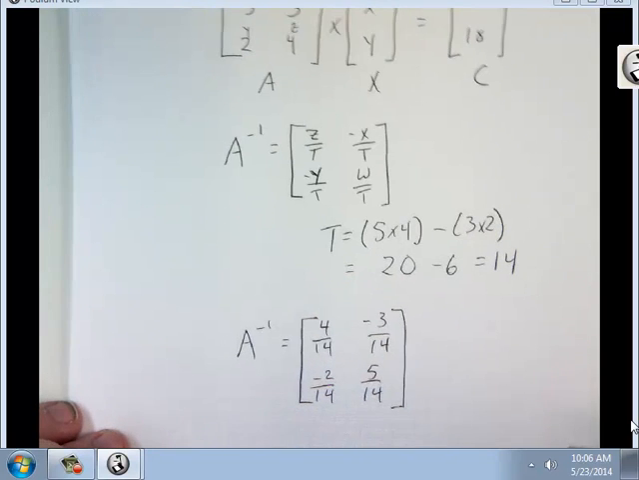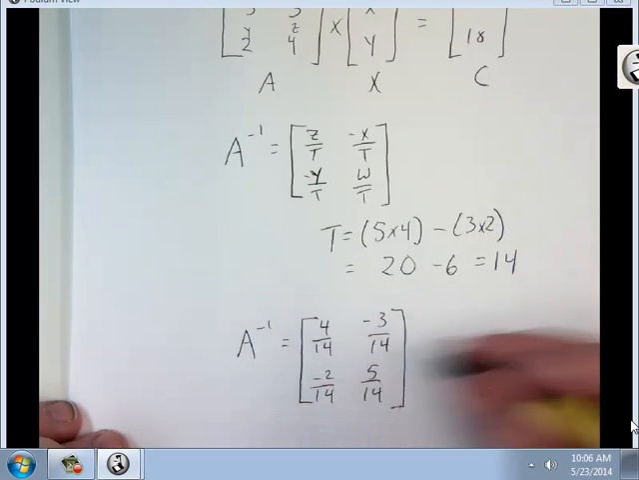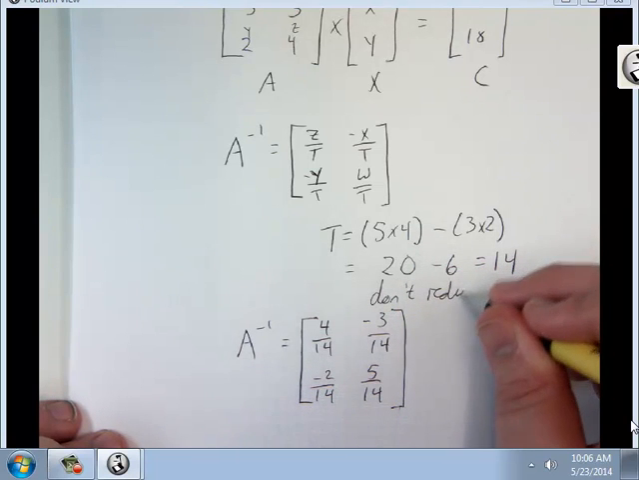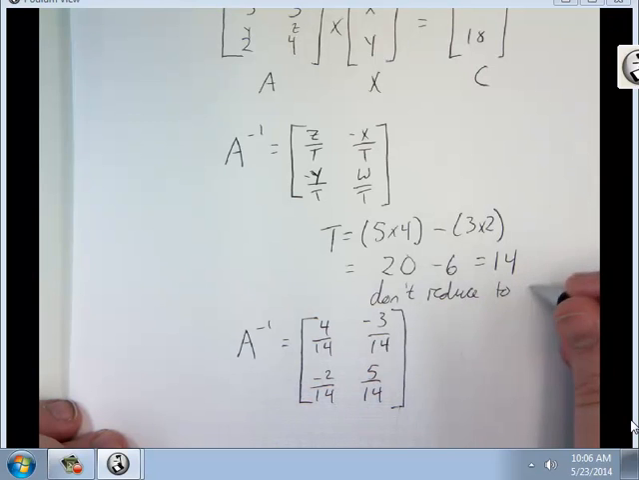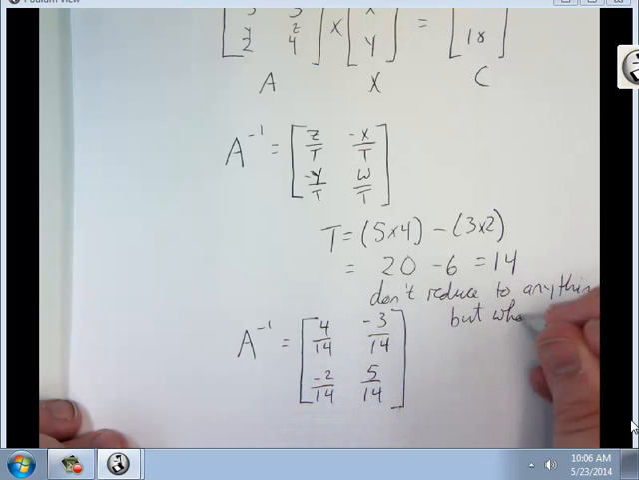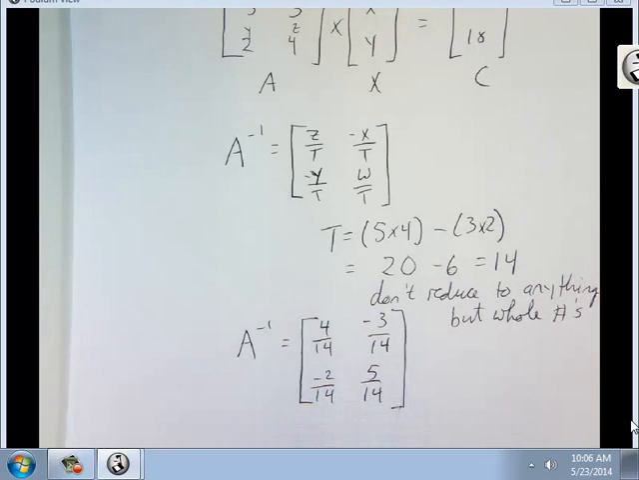Notice how I'm not reducing? Alright, don't reduce to anything but whole numbers. If you keep them as fractions, it's going to make the math down the road a little bit easier.